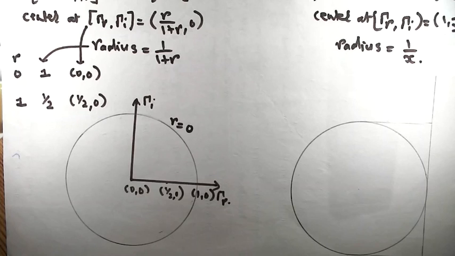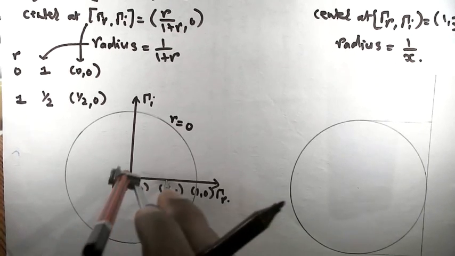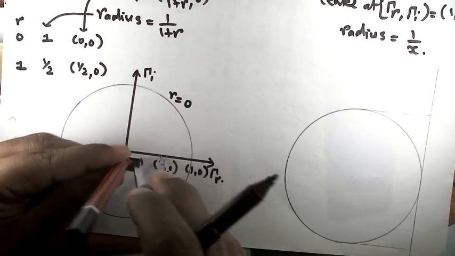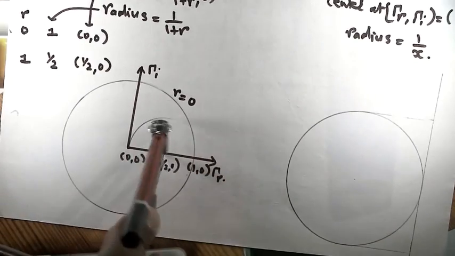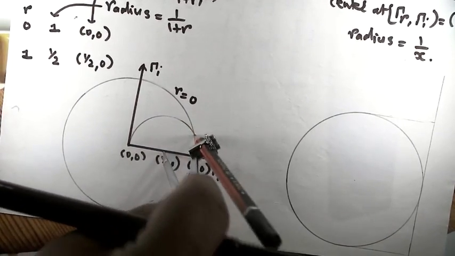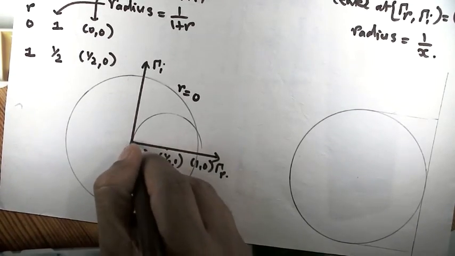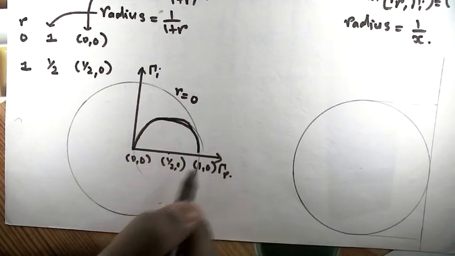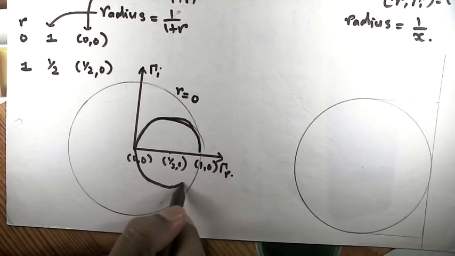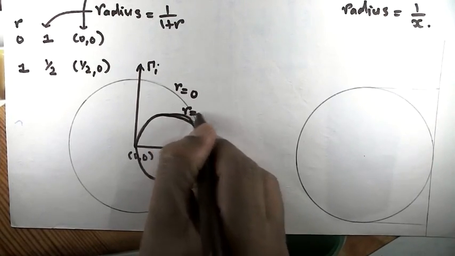So if we take the point 1 by 2 and the radius also 1 by 2, then we will get a circle that looks like this. If you draw accurately, you will find that the circle becomes like this. So this circle is nothing but the r equal to 1 circle.